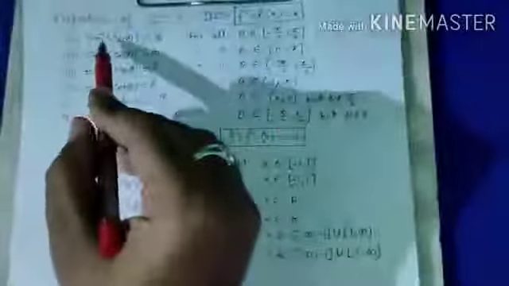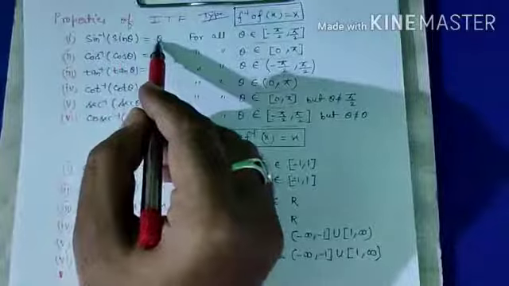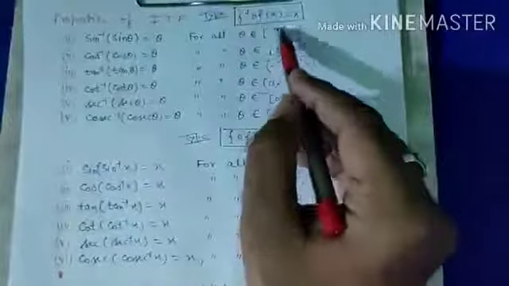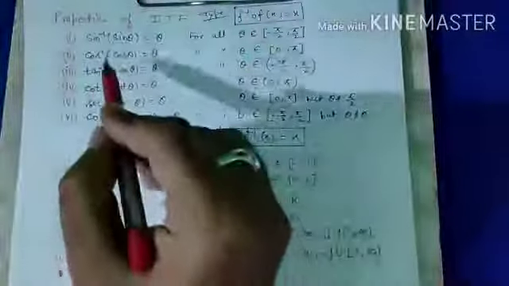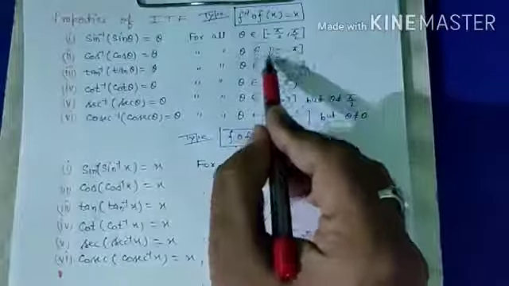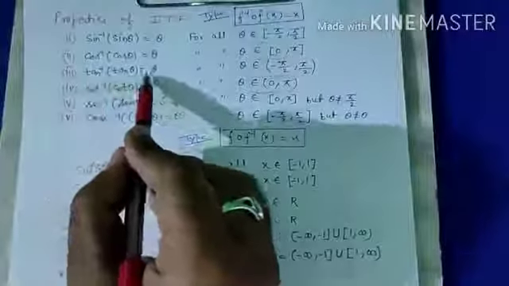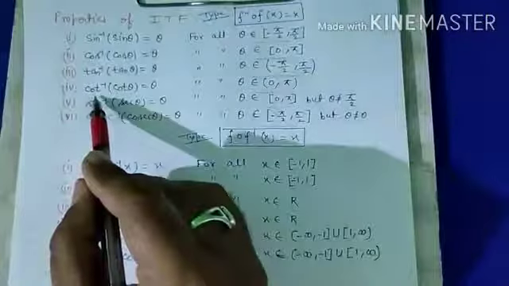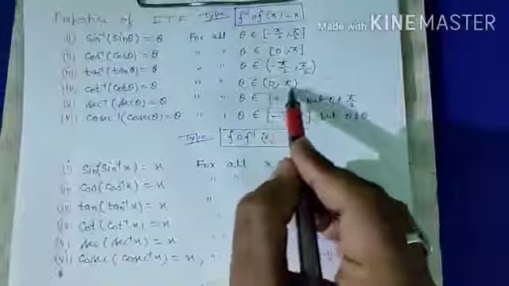We are applying this property to all the trigonometric functions. Sin inverse sin theta is theta, but we have restricted its domain to minus pi by 2 to pi by 2, closed bracket or square bracket we can say. Cos inverse cos theta is theta, again restricting its domain 0 to pi, closed bracket. Tan inverse tan theta is theta, open bracket minus pi by 2 to pi by 2. Cot inverse cot theta is theta, open bracket 0 to pi.